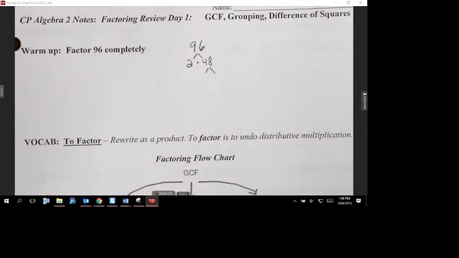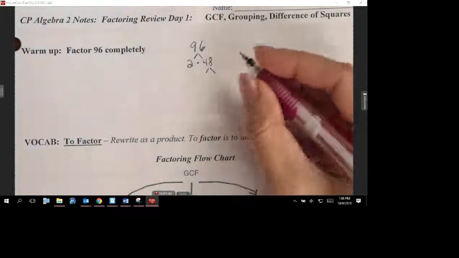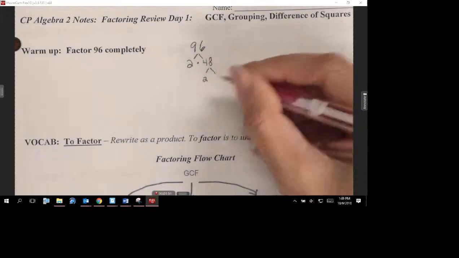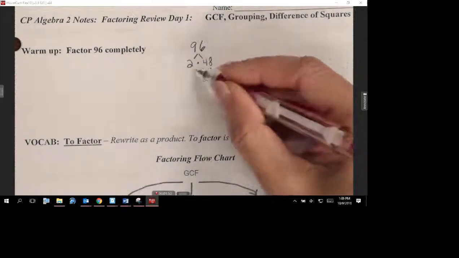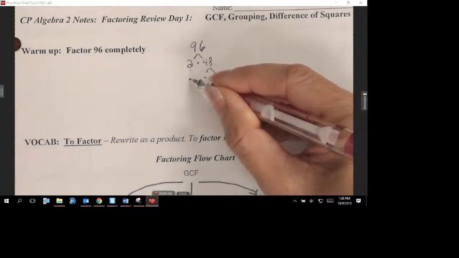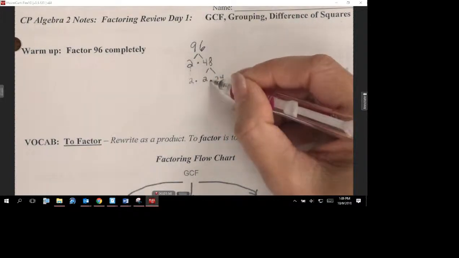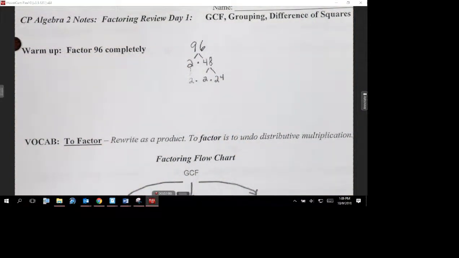What goes into 48? 6 and 8. What else? 2 and 24. 12 and 4. Yeah. Okay, I'm going to do 2 and 24. But this 2, I don't forget about that 2. It is still one of the factors of 96.